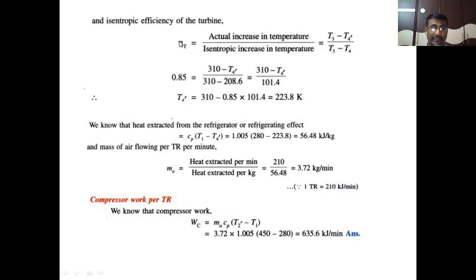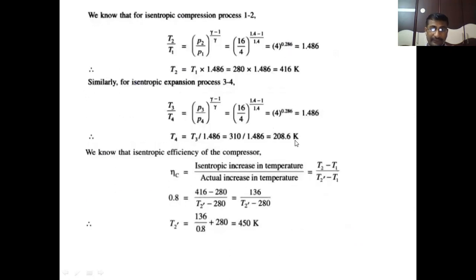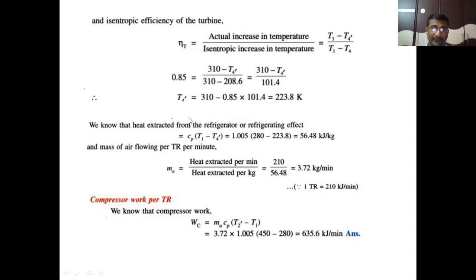From this, turbine efficiency is given as 85%, 0.85. T3 is 310, T4 dash we don't know, and 310 minus T4 is 208.6 kelvins, which we calculated earlier. From this, we will get T4 dash as 223.8 kelvins. This is the temperature after the actual expansion process in the turbine, at which the air is supplied to the cold chamber. Clear, students?